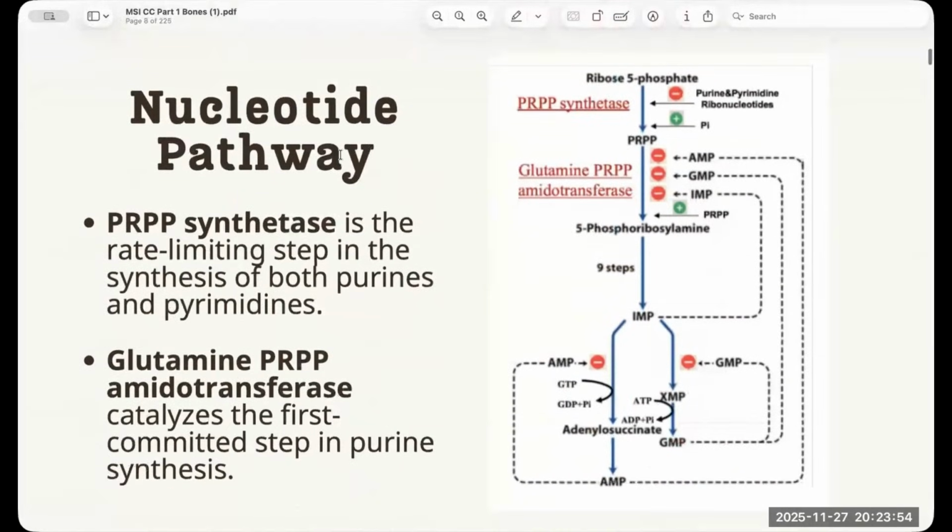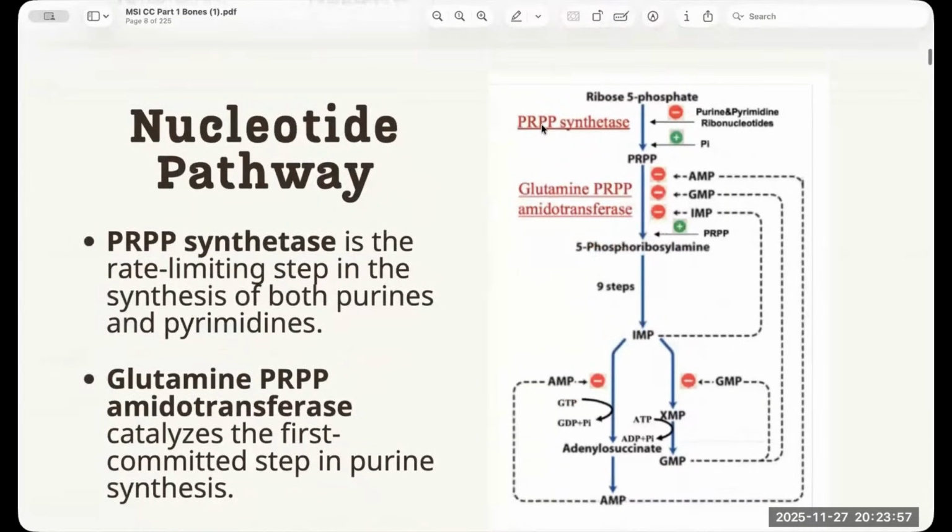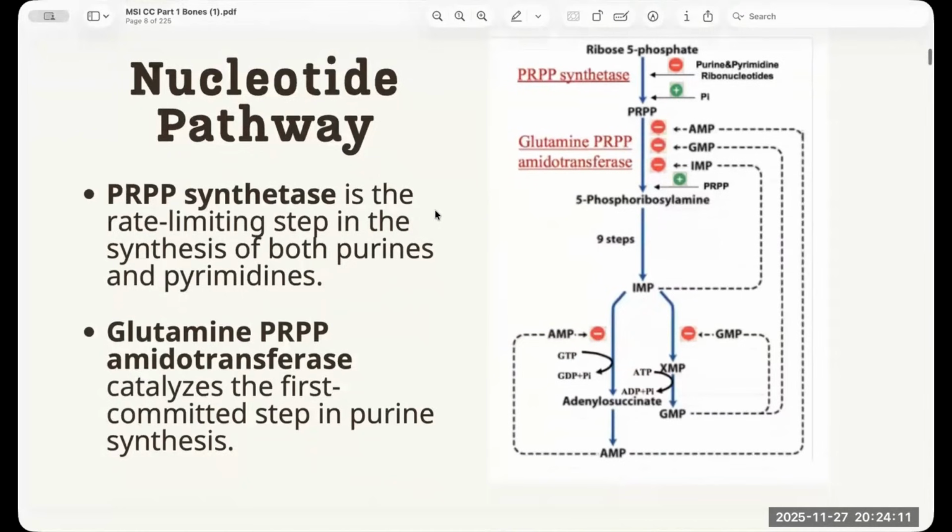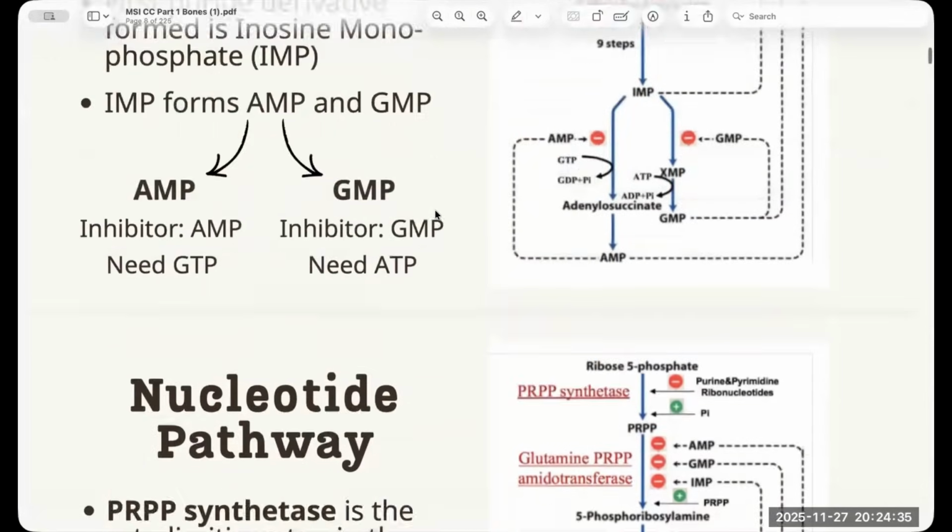All right. Now, as the pathway itself, we start with the ribose 5-phosphate. The first rate limiting step and enzyme that is very important to know is the PRPP synthetase. This will give us the PRPP from its name. Next on, we have the other important enzyme that we need to know, which is glutamine PRPP amidotransferase. This catalyzes the first committed step in purine synthesis, which gives us the 5-phosphoribosylamine. Now, then there'll be 9 steps, which we do not care about here right now. But later on, it will give us the IMP that we talked about, which is the inosine monophosphate.